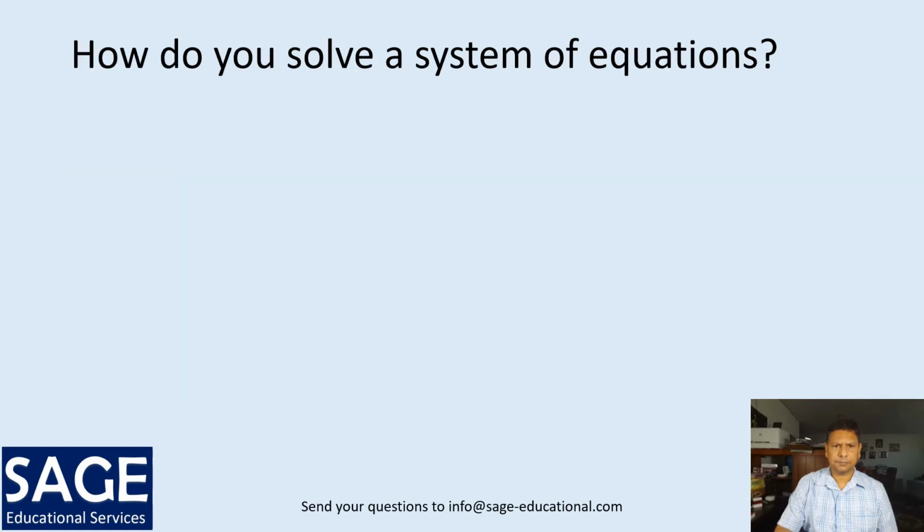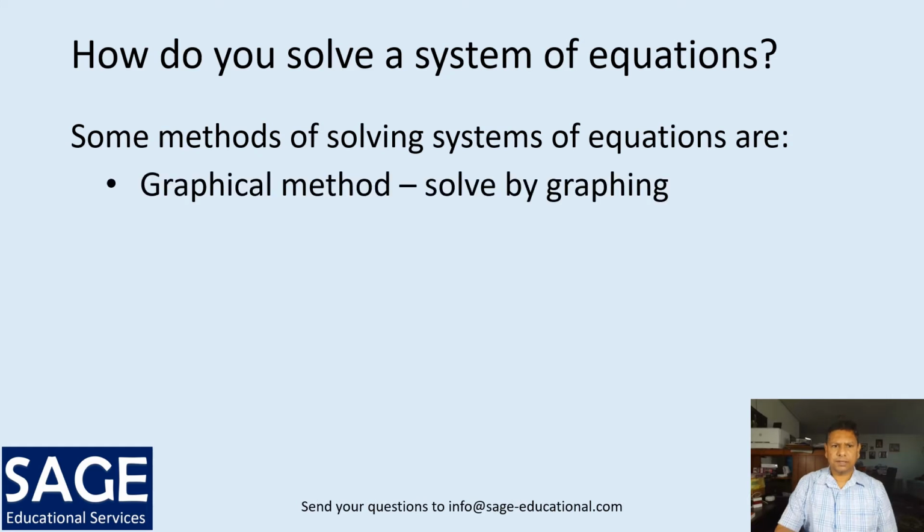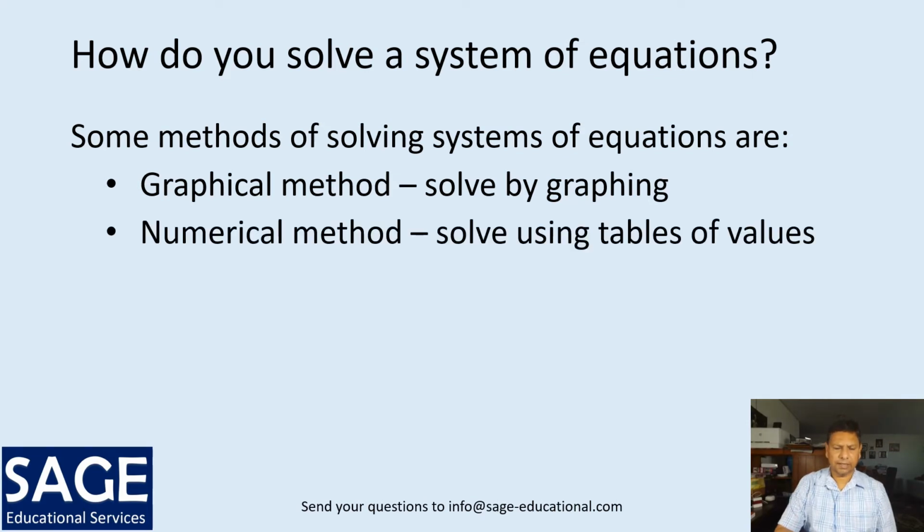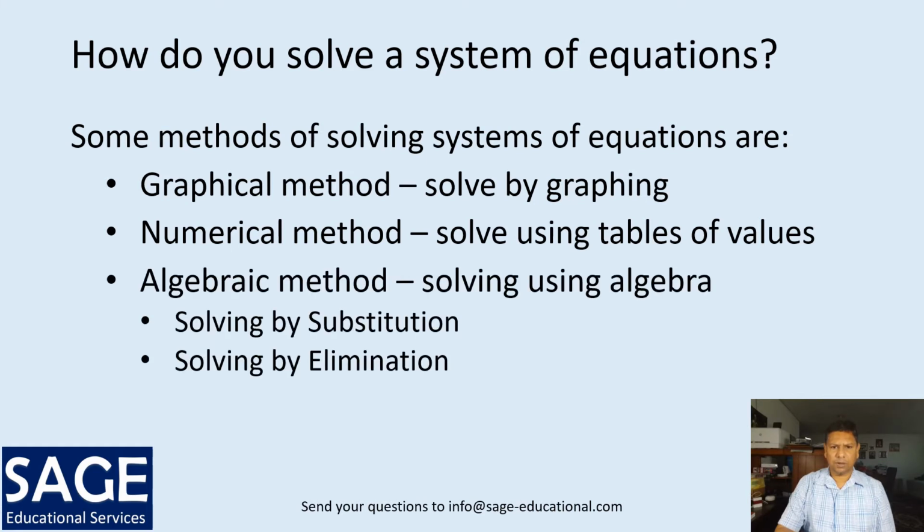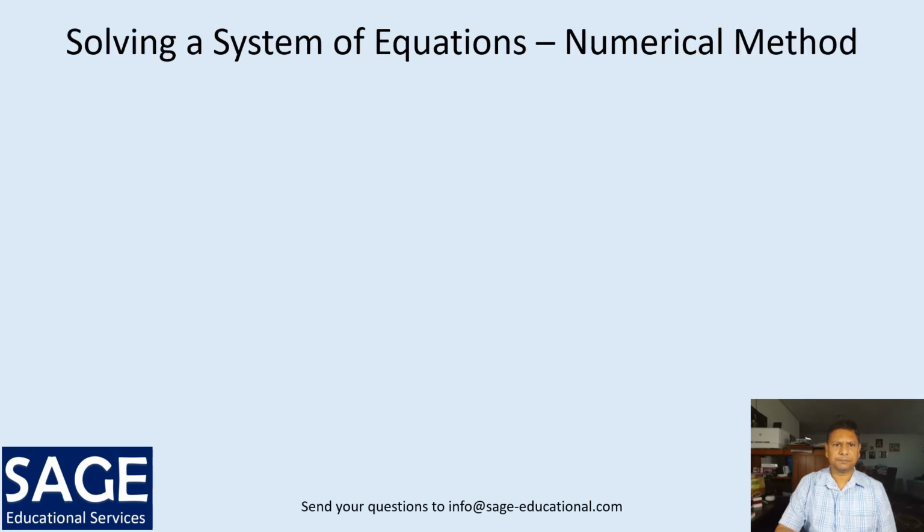Now, how do you solve a system of equations? There are some methods. First is the graphical method, where you just draw the graph of those two equations, or more equations if there are more, and see where those lines intersect. Next is the numerical method. This is what this video is about. We'll talk about the numerical method in a second, how to solve using tables of values. And then there are algebraic methods. So you could use algebra either in substitution or in a method called solving by elimination. So this video is about the numerical method.